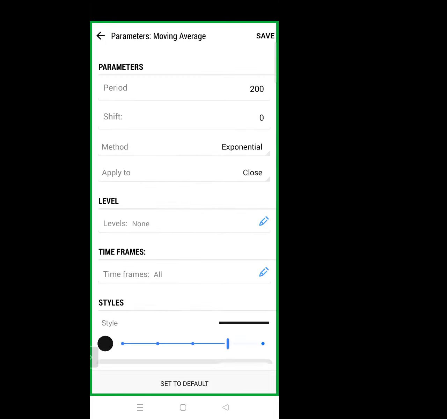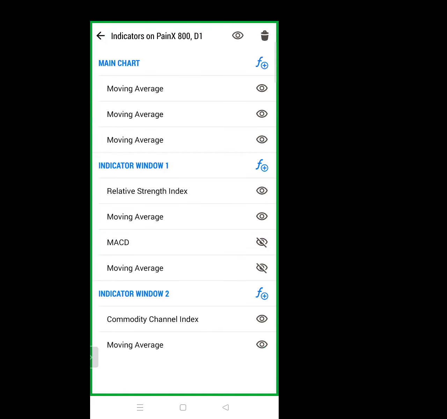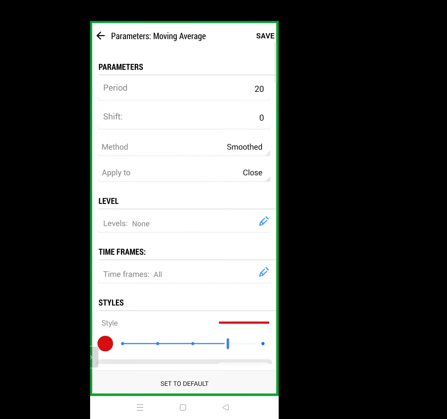The next one is the 200 moving average. Period is 200, shift is 0, method is exponential, apply to close, and also note that you can use any color of your choice. Then you click save. The last one on the main window is the moving average with a period of 20. But please take note of this one: the shift is 0, but the method is smoothed.